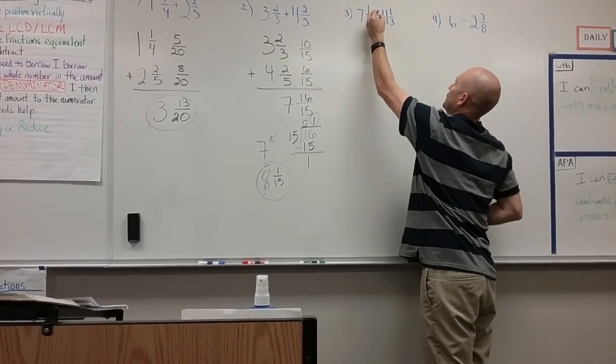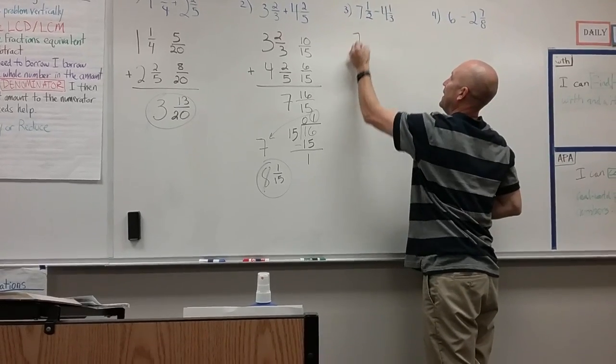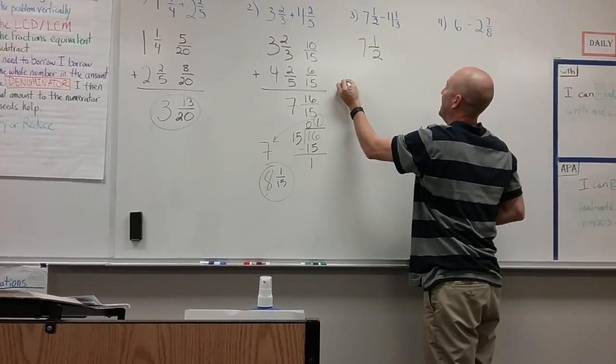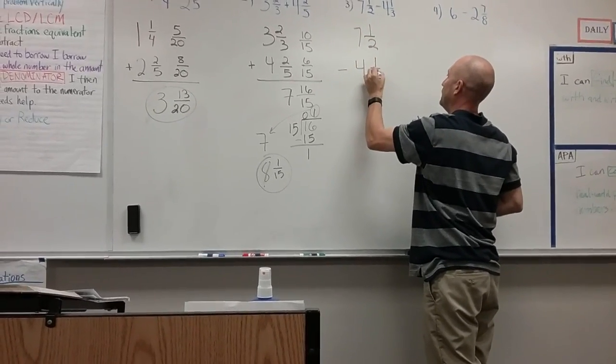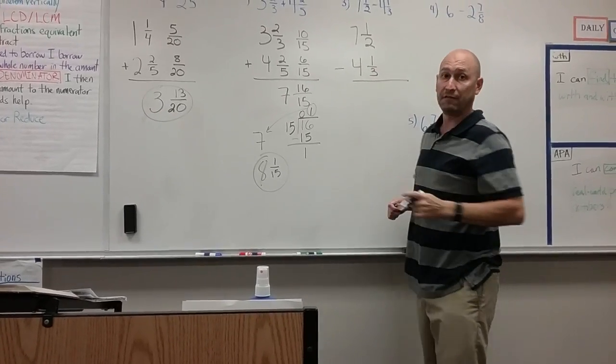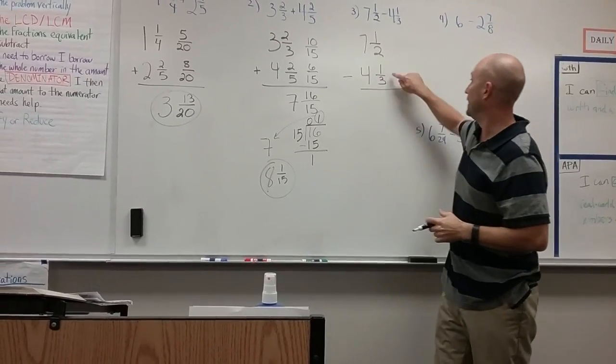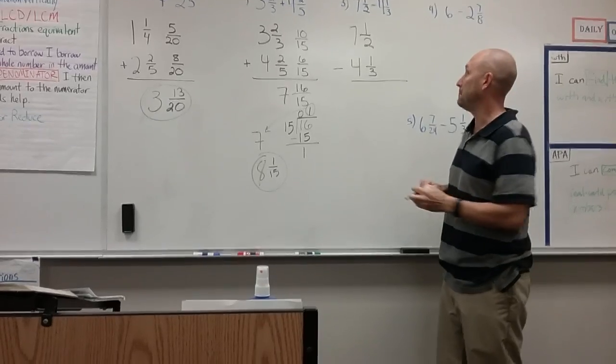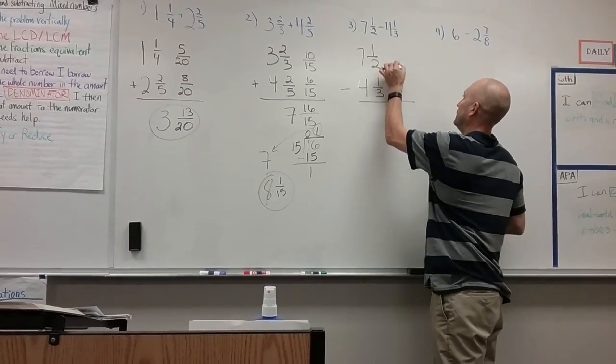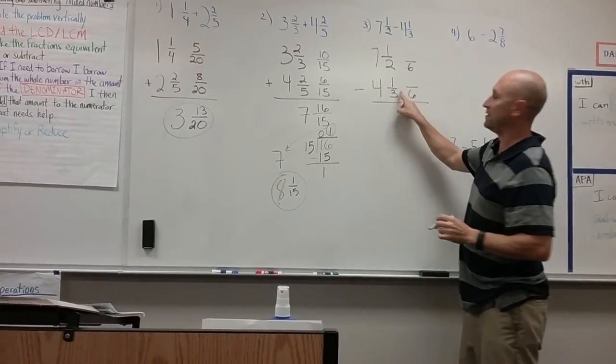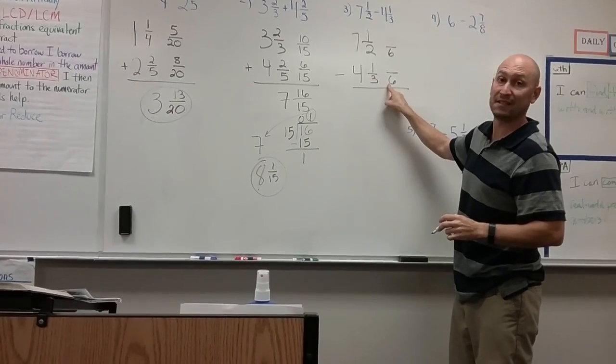I'm going to do subtraction on this one. 7 1/2 minus 4 1/3. Now I'm looking for the first time that 3 and 2 are going to meet, and they're going to meet at 6. It's the lowest multiple that they have in common. 3 goes into 6 2 times.